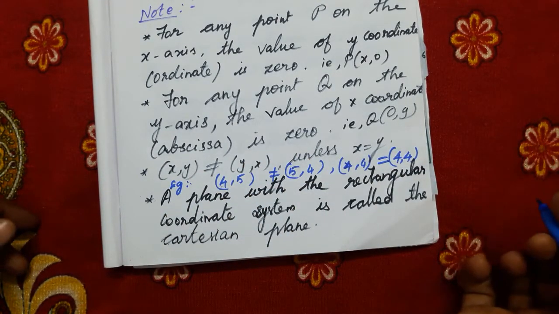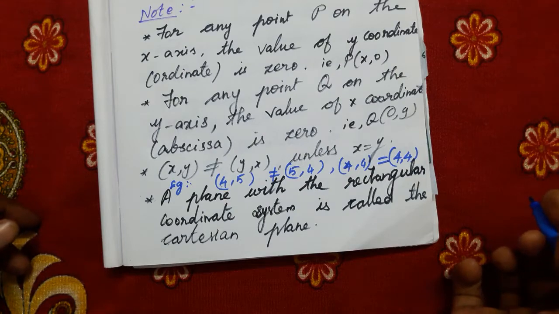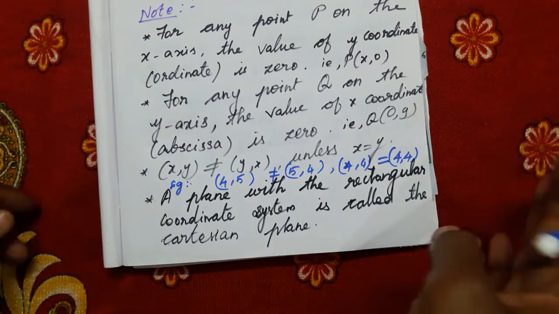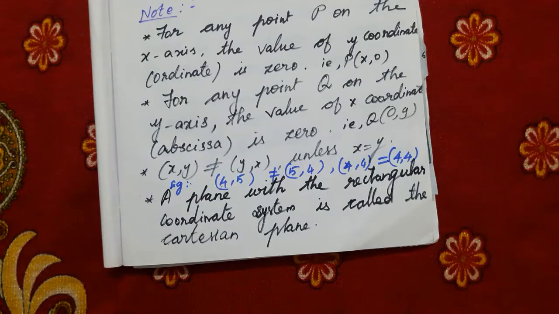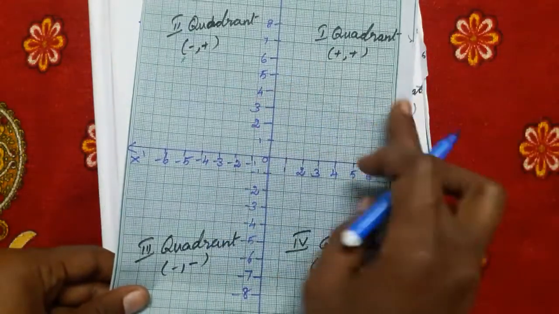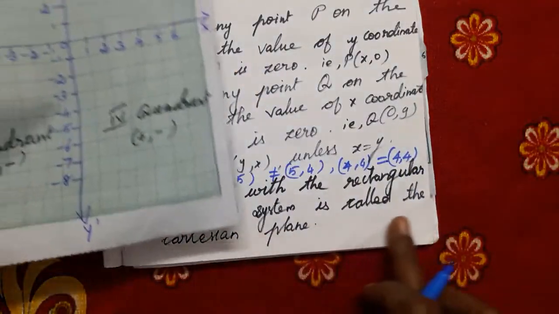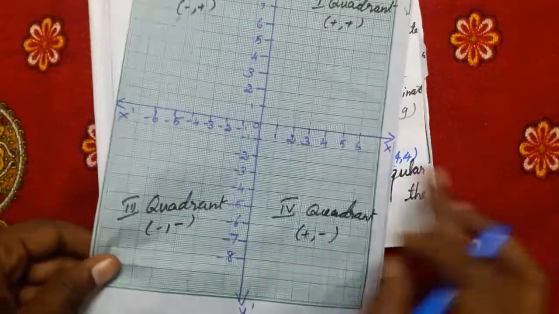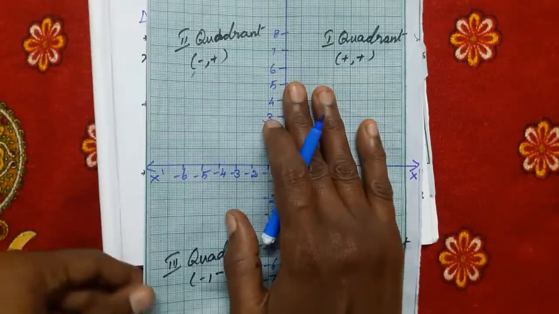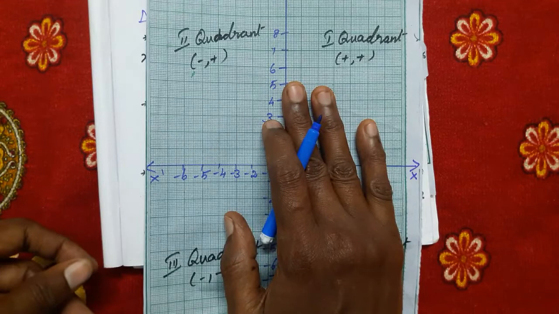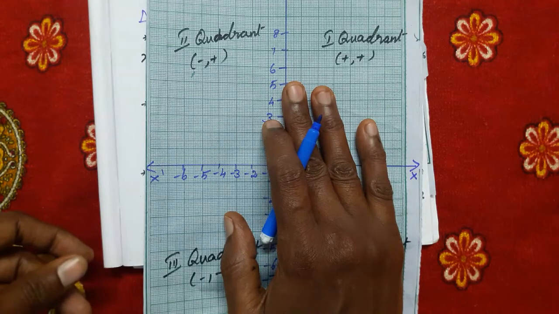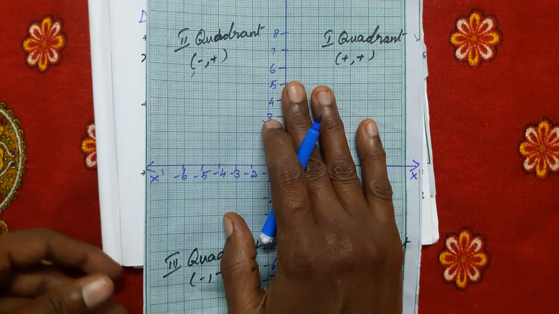Next, a plane with the rectangular coordinate system is called the Cartesian plane. This we can also call the Cartesian plane. Are you able to understand this?